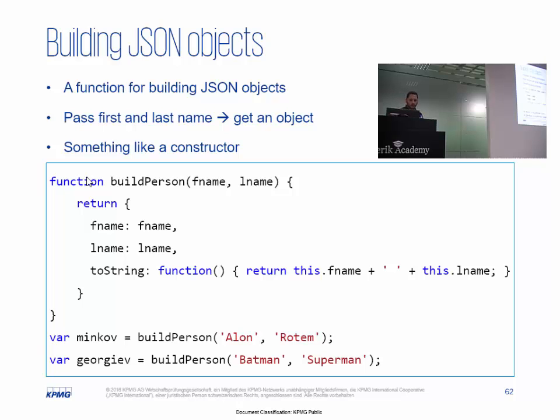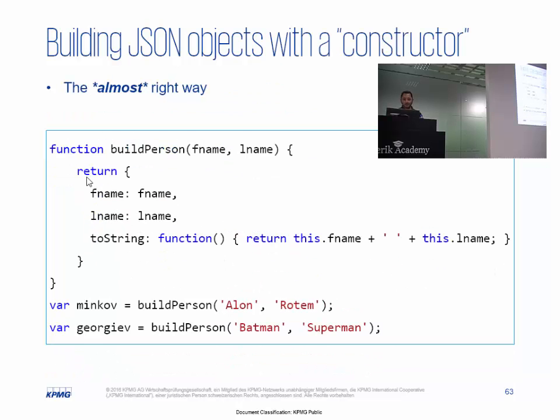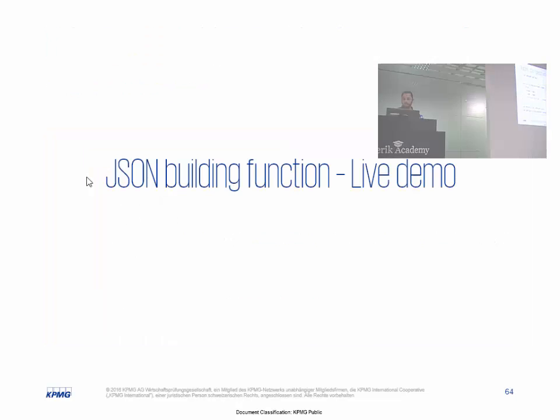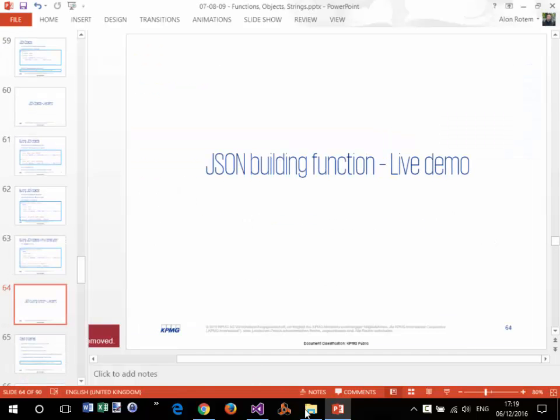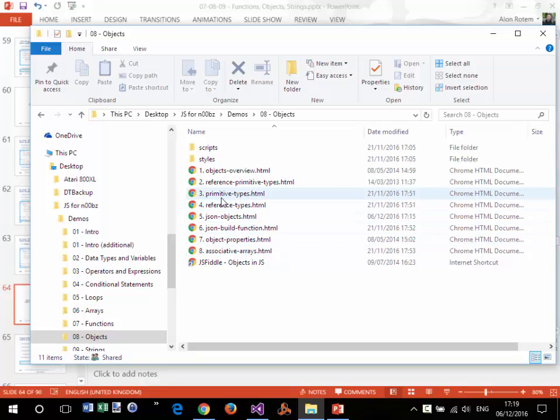I'm getting lost. These are actually exactly the same slide, just different comments. Like I mentioned, this is almost the right way, but not exactly. I also put the word constructor in double quotes because it's not really a constructor. This is just a function that's hard-codedly building an object and returning it. Not good enough. But let's see it, just before we move on.